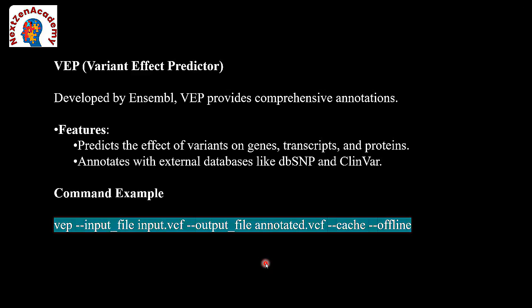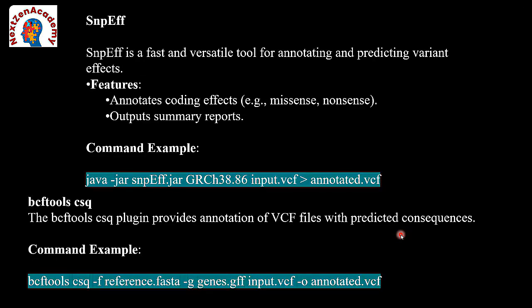We need to give the output as the annotated file. If you are working with a human genome sample, we give hg38, which is the latest reference genome, and as input we give the input VCF that we are working with.